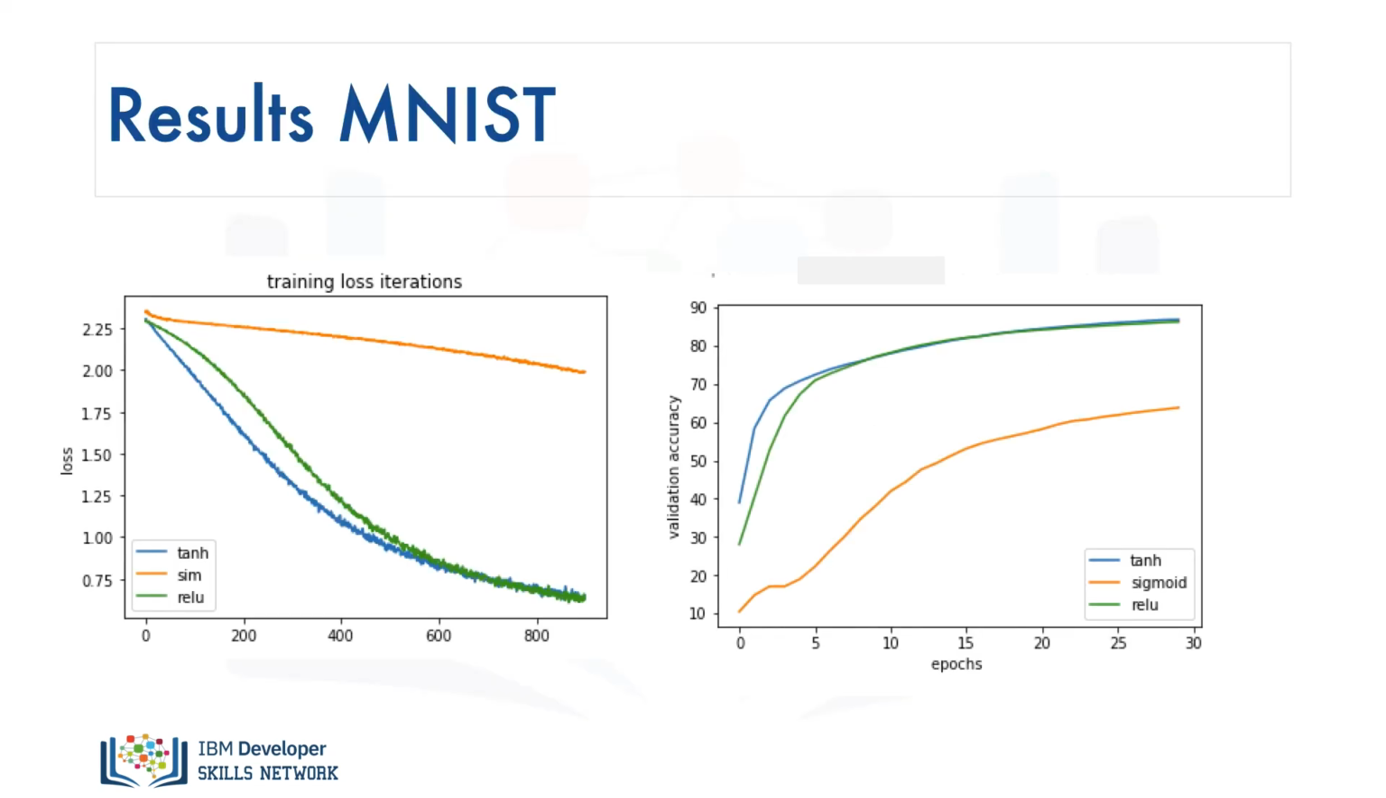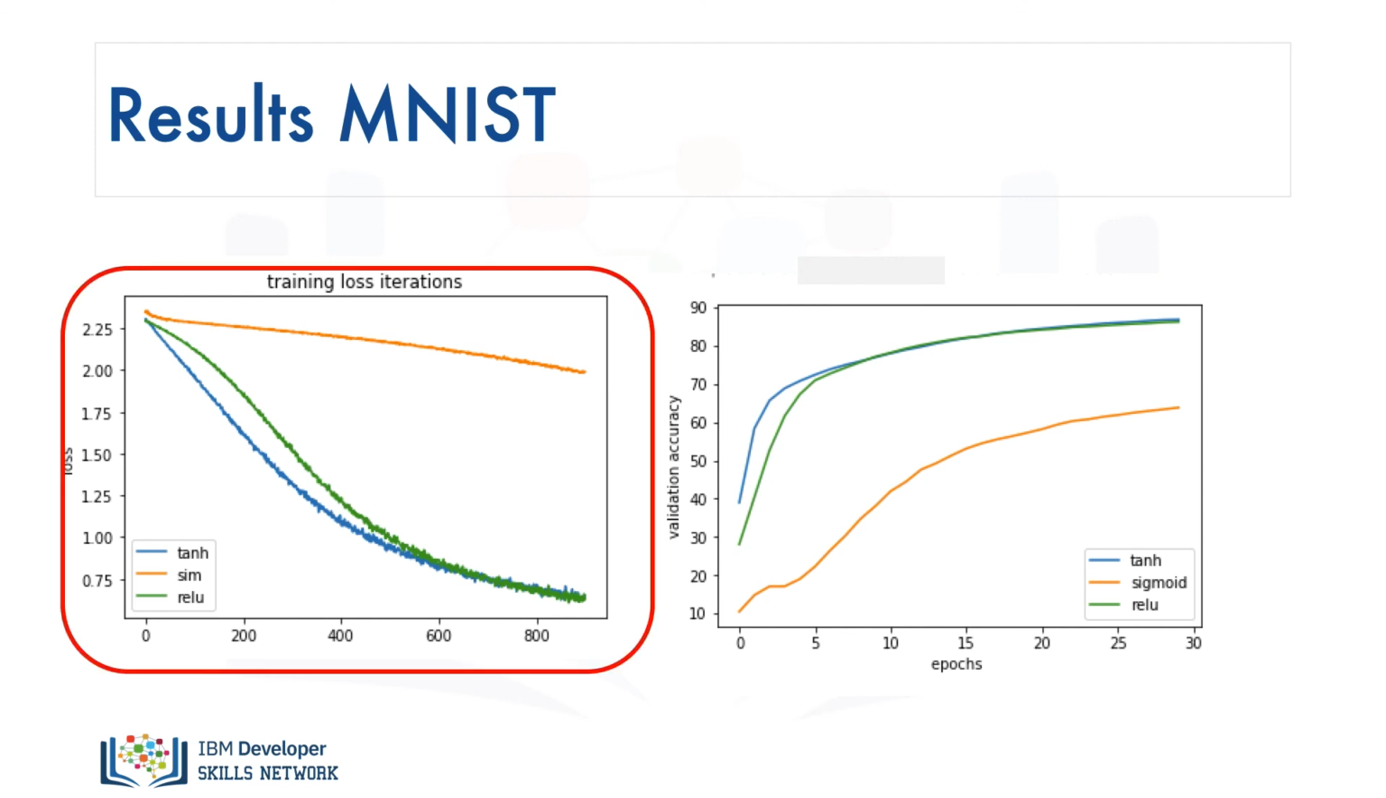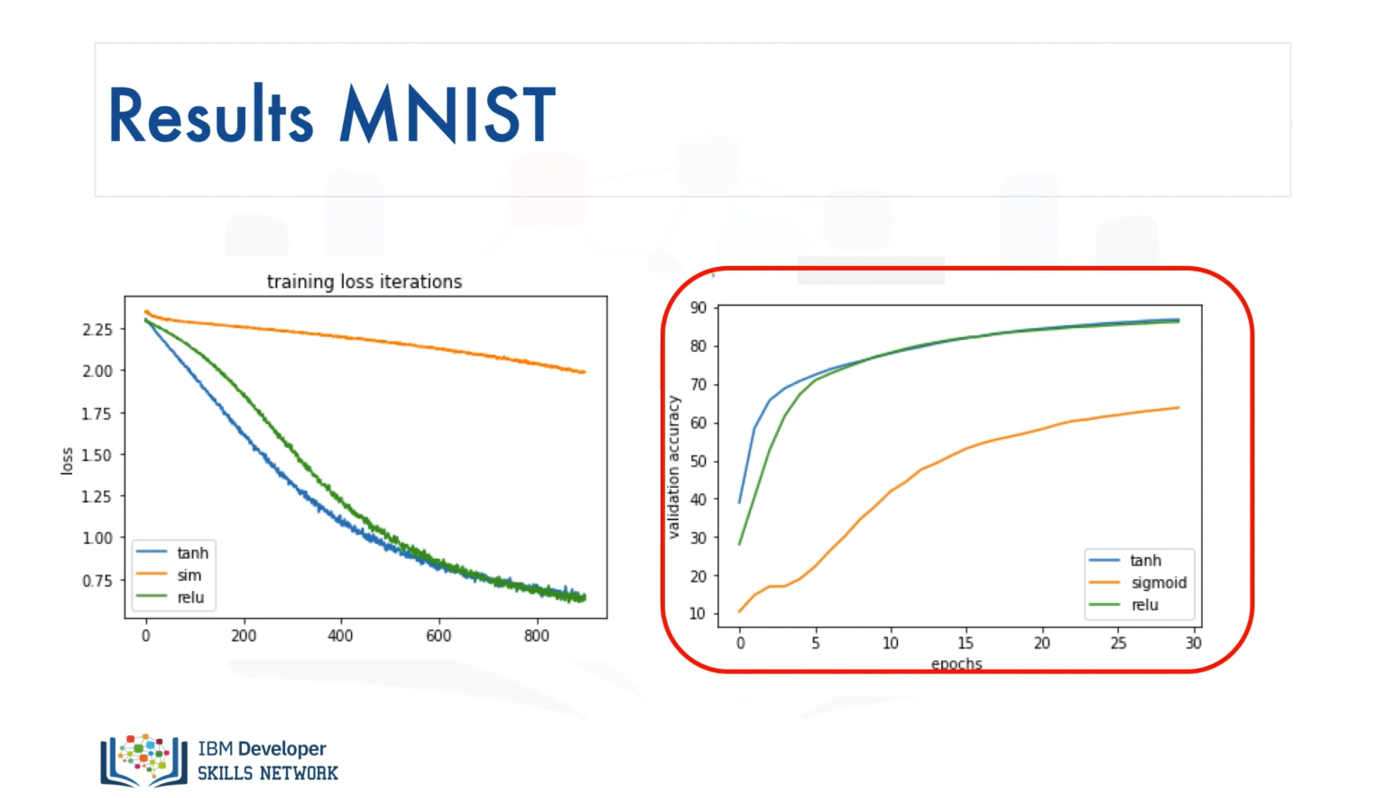Using the same method to load and train the data as we did in multi-class, we get the following result. When examining the loss with respect to iteration, we are able to achieve significantly better performance using the ReLU and tanh activation functions than with the sigmoid activation function. Again, when examining the validation accuracy with respect to the number of epochs, we are able to achieve significantly better performance using the ReLU and tanh activation functions than with the sigmoid activation function.